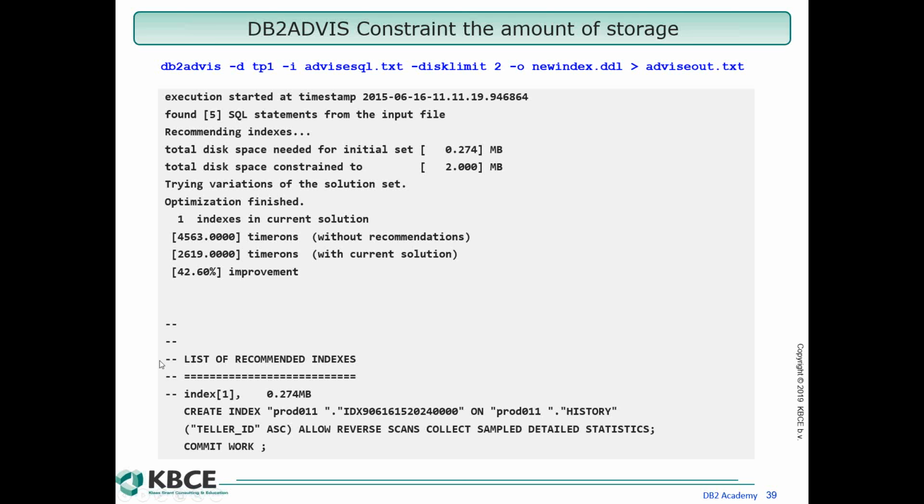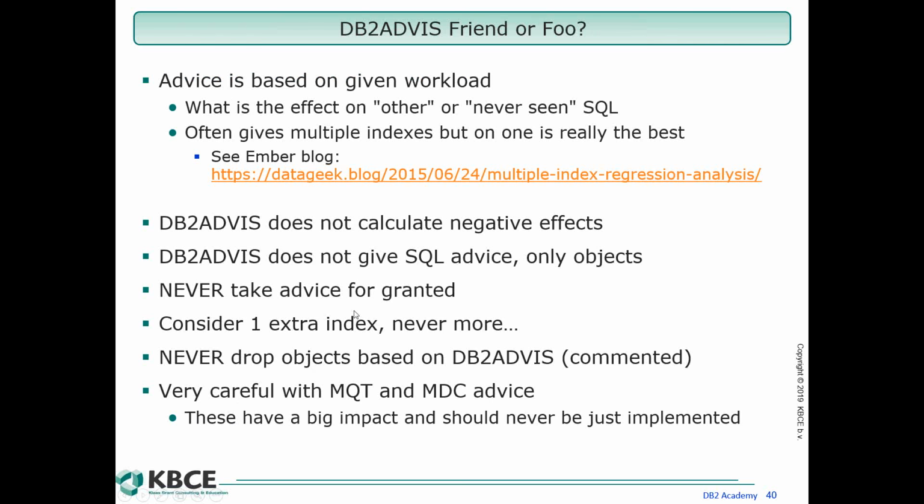Well, that is an art by itself. Ember blogged about it. Scott gave presentations about it. Actually, Ember blogged about Scott. Scott gave a very good presentation at IDUC about how you pick the best index from the multiple indexes of the design advisor. So look at Ember's blog if you really need an understanding of what that was about. But it's not an easy thing.